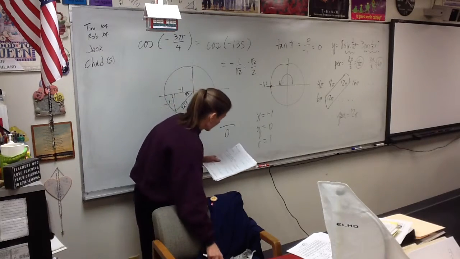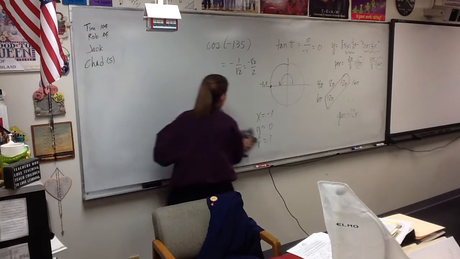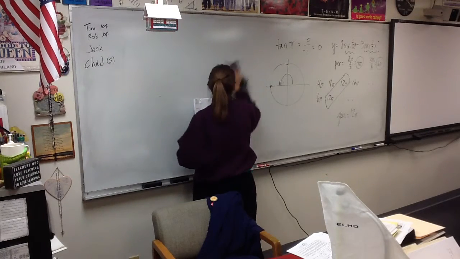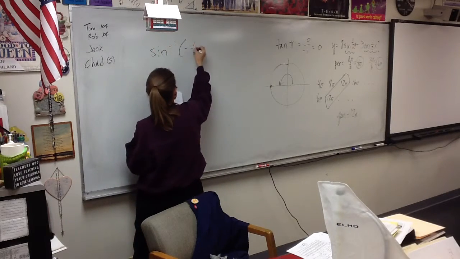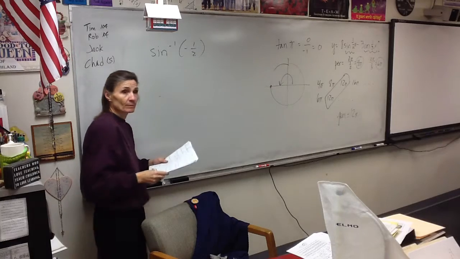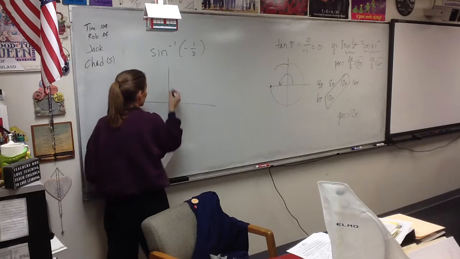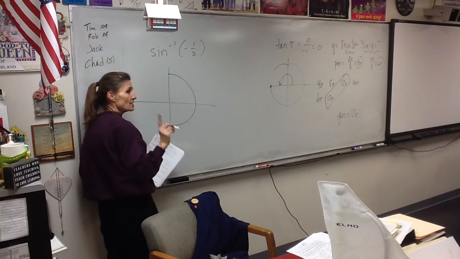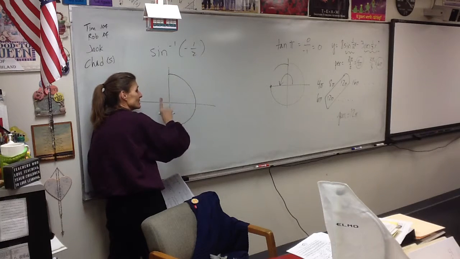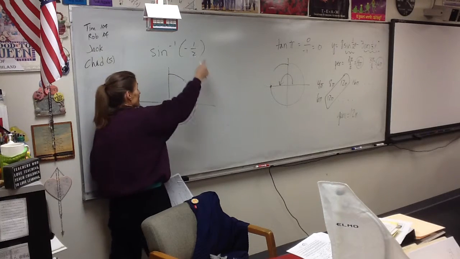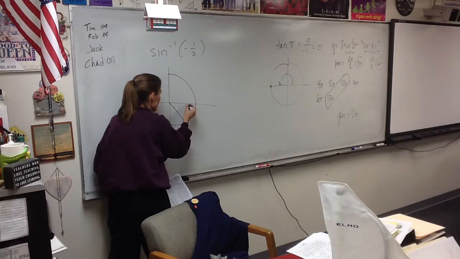Number 4, find the angle whose sine is negative 1/2. That angle would be in quadrant 4. I know that because inverse sine is a right side function. That's a negative number. It can't be in quadrant 1, therefore it must be in quadrant 4.